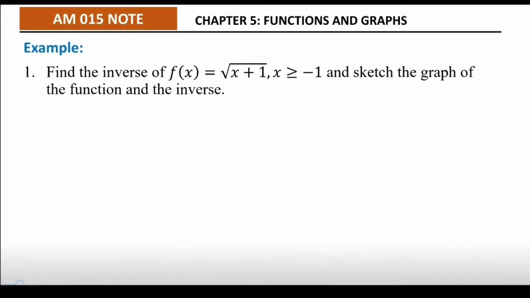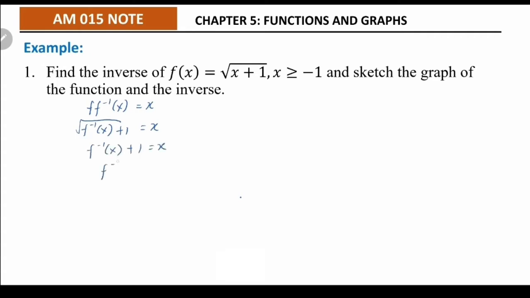Example, find the inverse of f(x) equal to square root of x plus 1 for x greater or equal to negative 1, and sketch the graph of the function and the inverse. To find the inverse function, we'll use the property f of f inverse equal to x. f is square root, x is f inverse of x, plus 1 equal to x. Simplify, f inverse plus 1 equal to x squared, so f inverse equal to x squared minus 1.